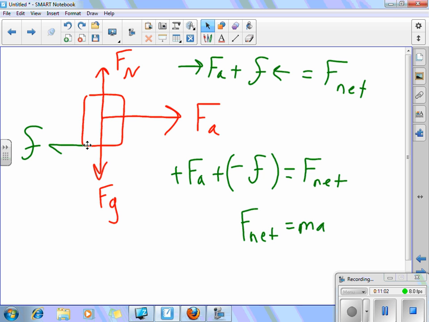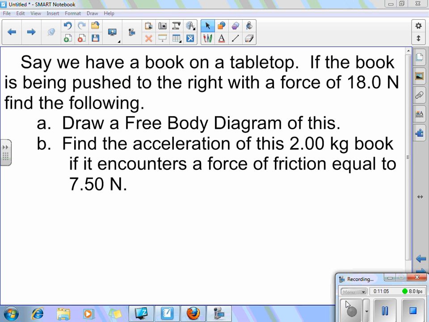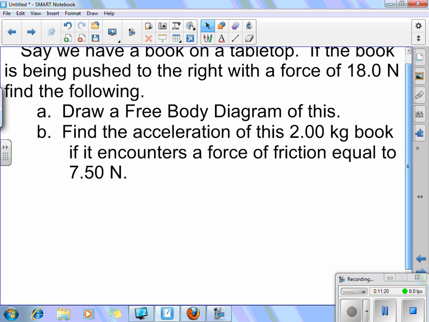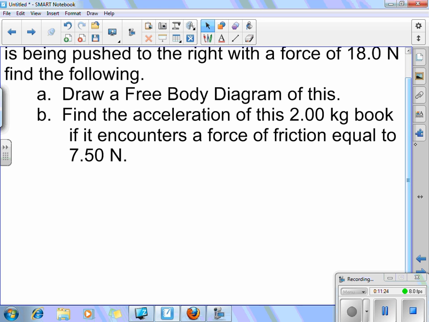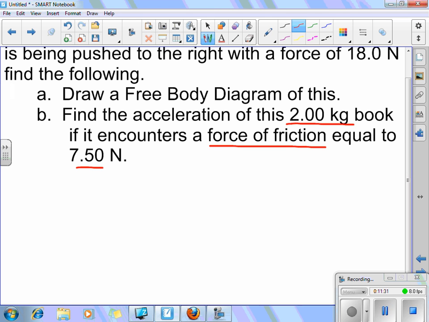We'll go into an example to kind of look further into this idea. We'll use the same example as before, except add friction to it to kind of build upon what we already understand. So we have the exact same idea where there's a book on a tabletop and it's being pushed to the right with a force of 18 newtons. Okay, find the following. We want to draw the free body diagram of this first. Now, it doesn't mention that there's not friction. We should probably assume there is. And by reading on to question B, we notice that there is definitely a force of friction, and it has a value. So there's our mass, and we know that this force of 18 is to the right.